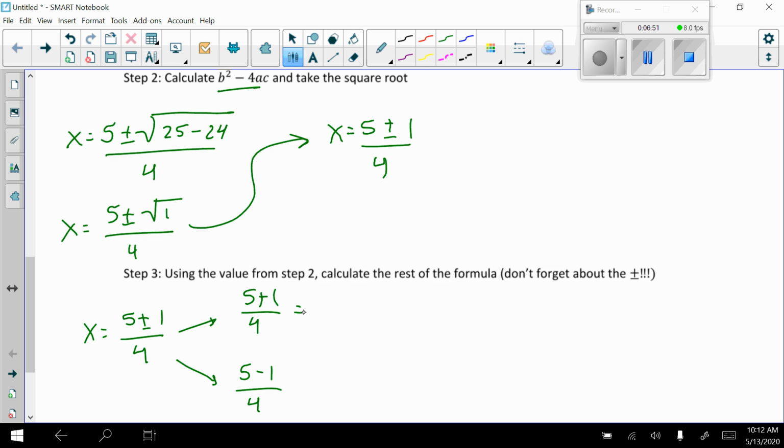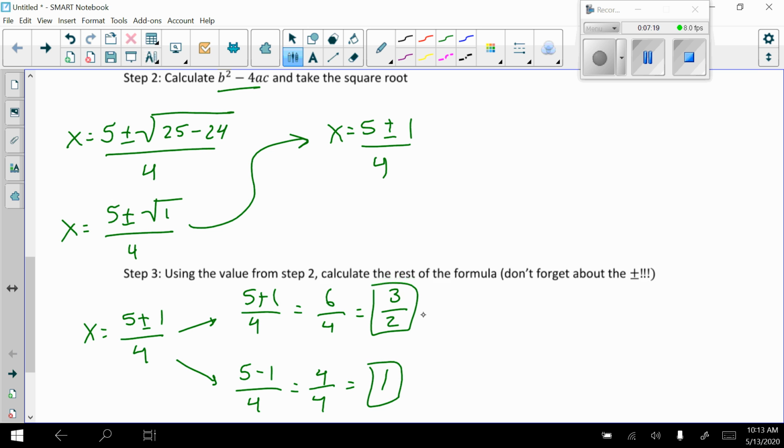So now let's solve both of these. 5 plus 1 is 6 divided by 4. If I want to simplify that, 6 over 4, both of those are divisible by 2, so I could simplify that to 3 over 2. Let's do this one now. 5 minus 1 is 4 over 4, and 4 divided by 4 is clearly just 1. And I can't simplify these anymore, so it turns out these 3 over 2 and 1 are my two solutions.